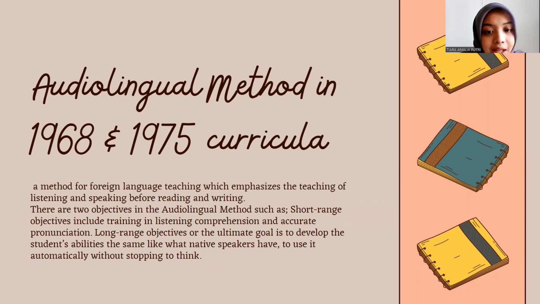The audiolingual method does not teach lots of vocabulary. Rather, the teacher drills speaking and grammar because in this method, grammar is most important for the student. In other words, the student must repeat the grammar pattern after the teacher. The general goal of the audiolingual method is to enable students to use the target language communicatively. There are 2 objectives in the audiolingual method. Short-range objectives include training in listening comprehension and accurate pronunciation, and then long-range objectives, or the ultimate goal, is to develop the student's abilities the same as native speakers have, to use it automatically without stopping to think.